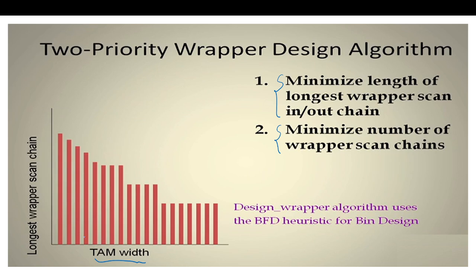So say if we have a very small TAM width, then we need longer scan chains. If we go on increasing the TAM width, the longest scan chain will be set by the design. Even though we go on increasing the width, we cannot reduce the longest scan chain. Like previously we saw 32 was fixed by the design. So that's why here we obtain the straight line.